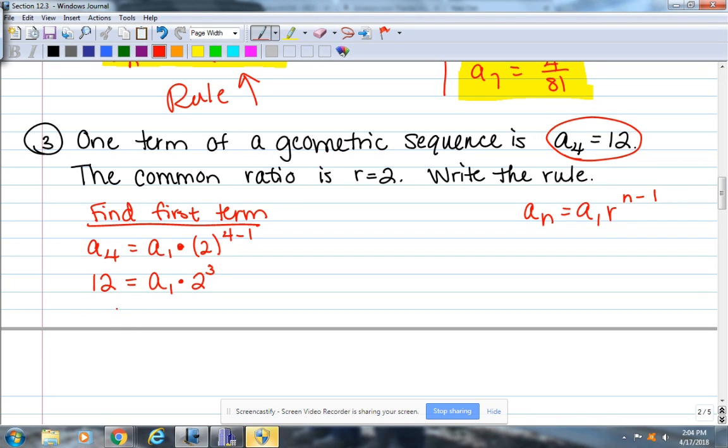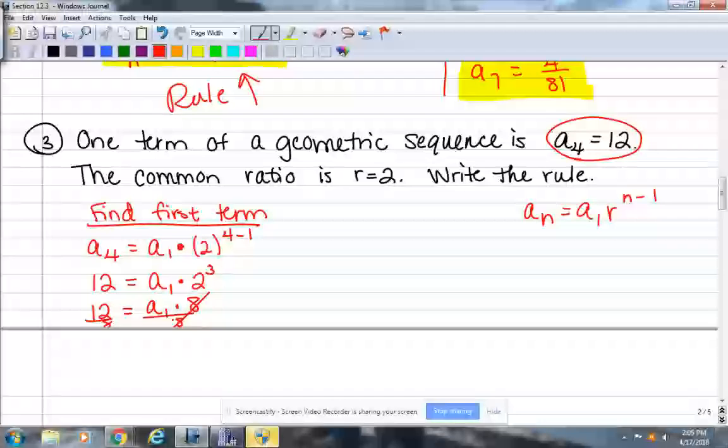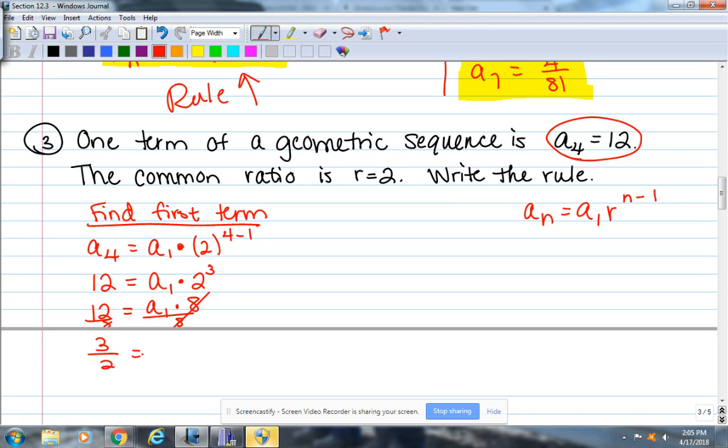2 times 2 times 2 is 8. So 12 equals a1 times 8. Now how do I get a sub 1 by itself? Subtract 8. Not subtract, divide by 8. Yeah, it's multiplied, so we divide by 8. And we reduce that fraction. 12 divided by 8 is 3 over 2. 1.5, right?